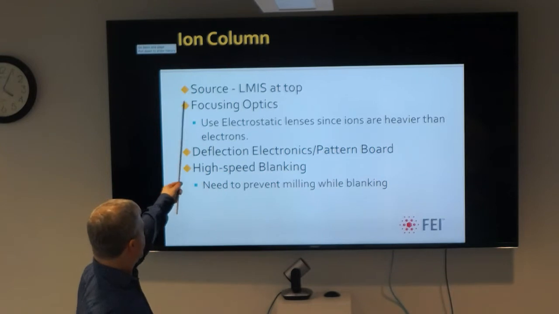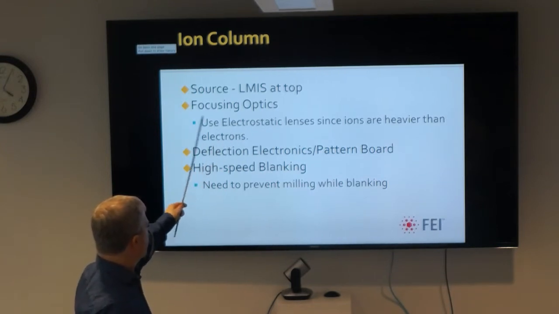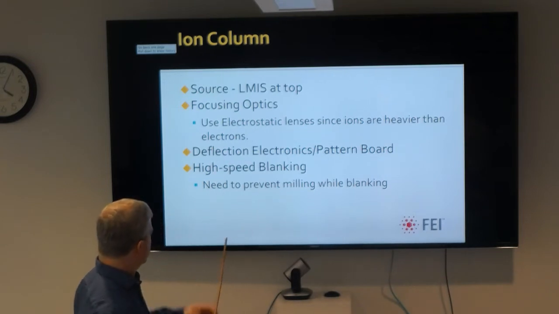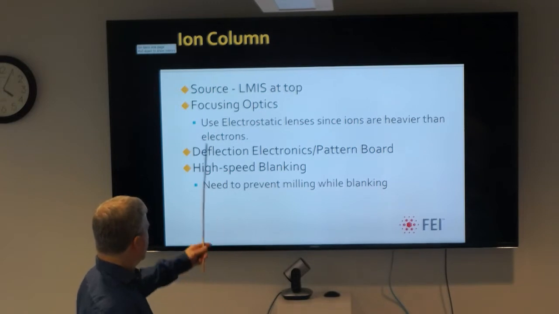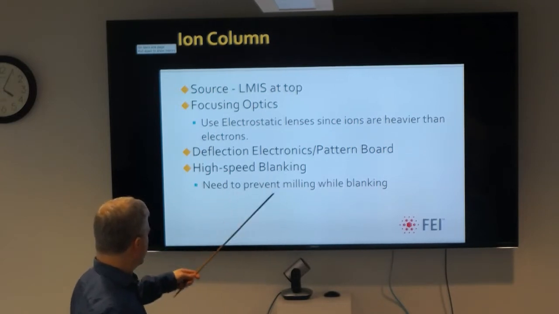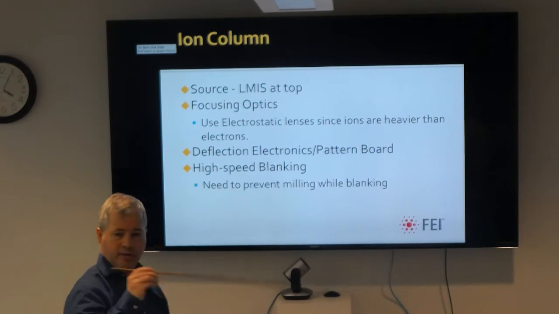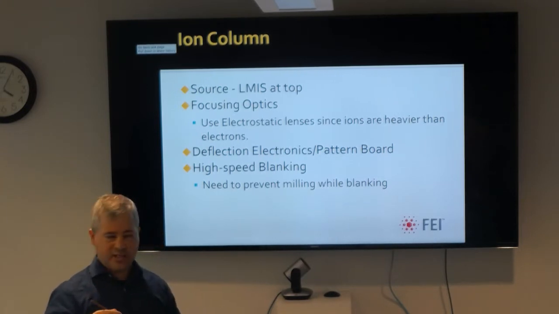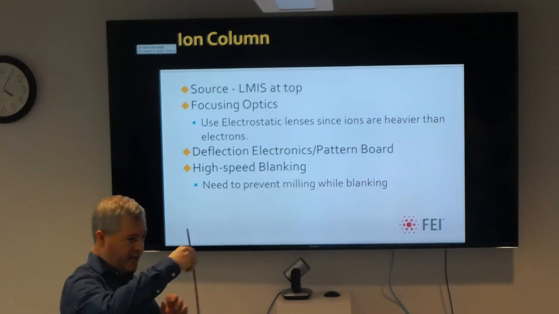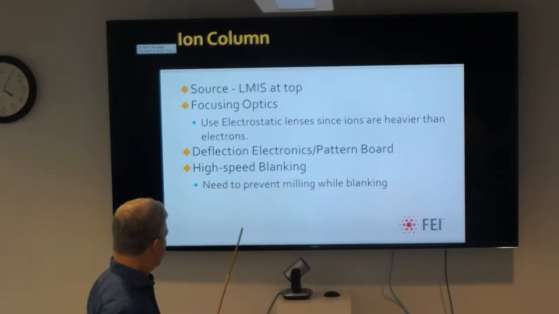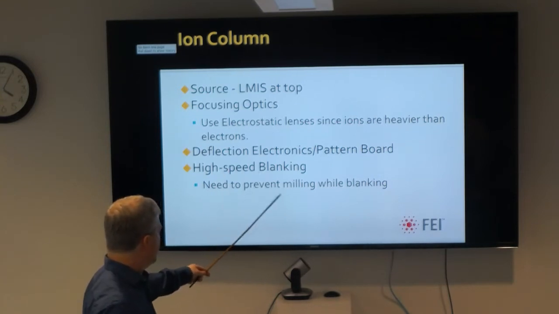For the ion column, you have a liquid metal ion source at the top. You have focusing lenses, electrostatic lenses, to focus the ions really quickly and well. There's a patterning board, which is similar to what happens for the electron beam in an SEM. So similarly to the SEM, you focus the beam to a point, and then you can scan it across your sample. It has very high speed blanking, because you want to prevent milling while it's blanking.